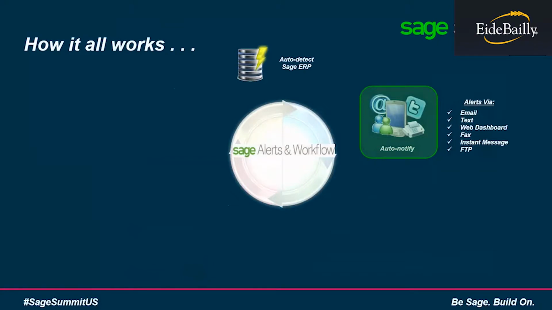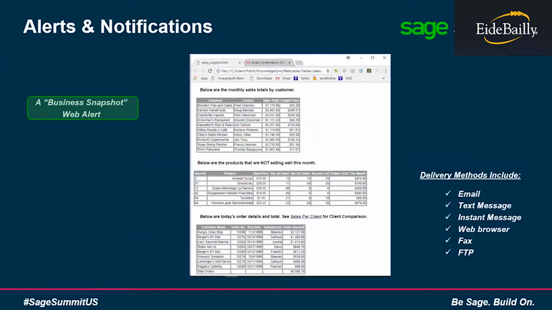As we talked about, the automatic notification of the relevant people, whether it's you, your staff, your customers, prospects, or vendors, can all be notified via a number of different methods. Now, people always assume email as an alert delivery method, and it's true. Email is the most common alert delivery method in Sage Alerts and Workflow, but it's by far from the only alert delivery method. Text messaging to a cell phone, automatically generating and updating web pages, dynamic web pages that simply show certain key details about your business.